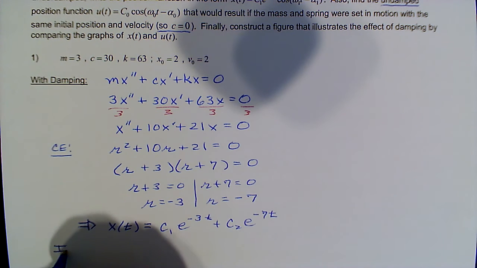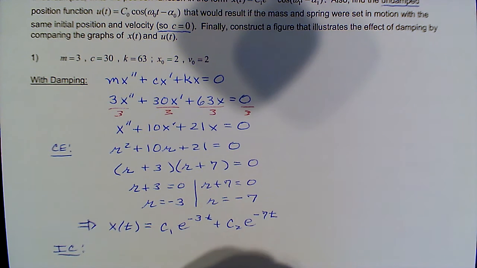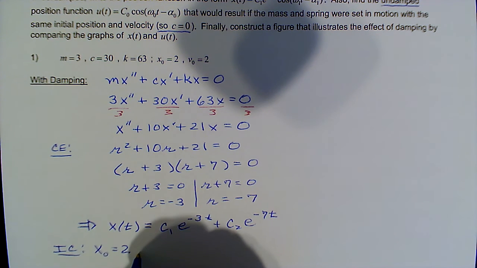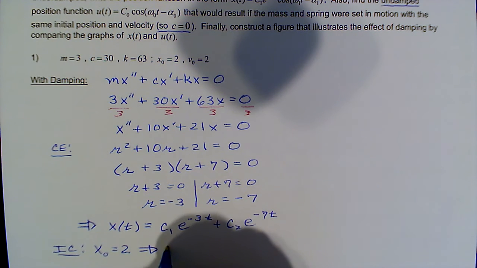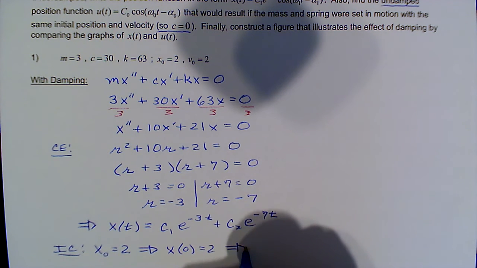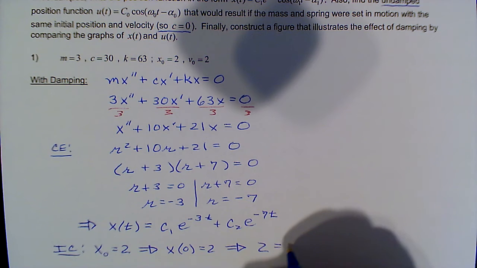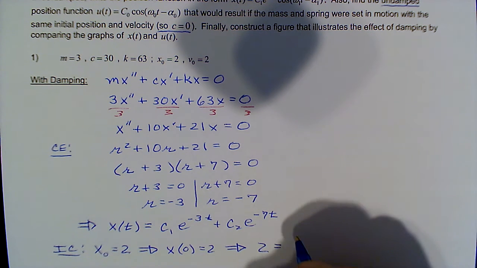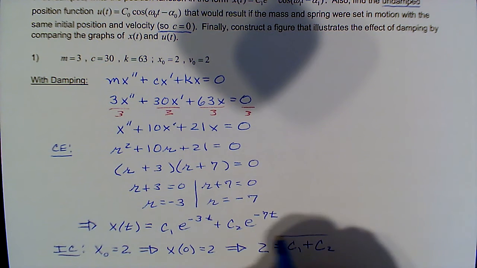And then we'll just use the initial conditions to find the constants. And so the first initial condition is that, well, the way they stated in the homework, x of 0 equals 2, which means that x of 0 is 2. So that's saying that 2 is equal to, so x is 2 when t is 0. So 2 is c1 plus c2. Alright, there's one equation with two unknowns.